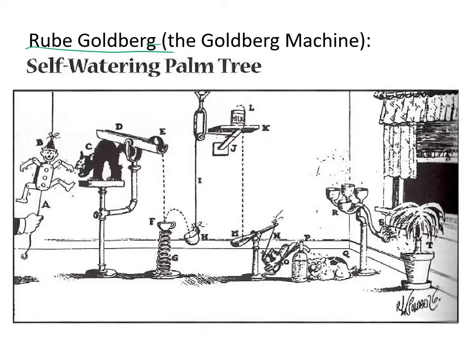So here's an example of a self-watering palm tree where essentially the goal is to water the palm tree, but it involves a ridiculous series of steps that will eventually get the job done. It starts with something and it ends with the desired goal, but it seems quite elaborate to actually go through this entire process. And this is a way of thinking about metabolism. We are starting with something, we are ending with what we want, and there's this long, complicated process that we need to go through to get there.